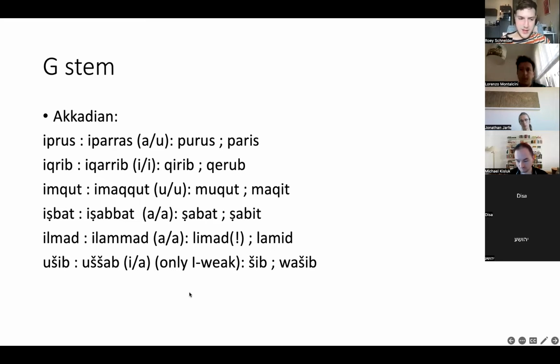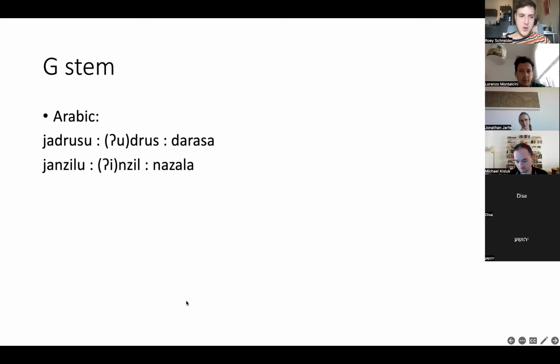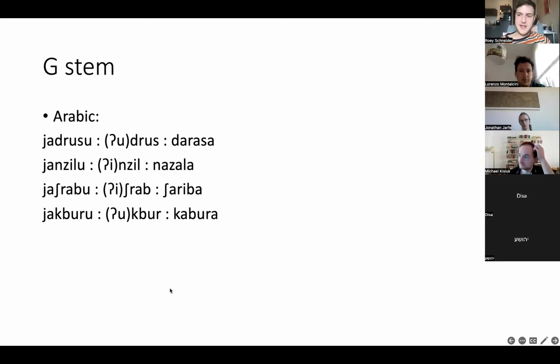Weird. Why so many? Why would we have these? In Arabic, it's slightly simpler, I think, but maybe not as much as I would want it to be.